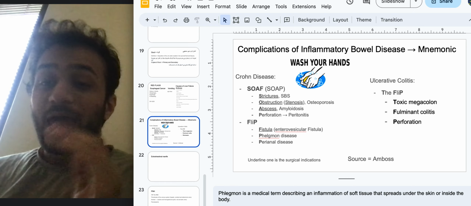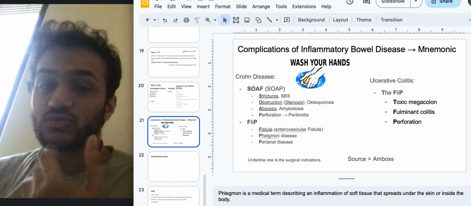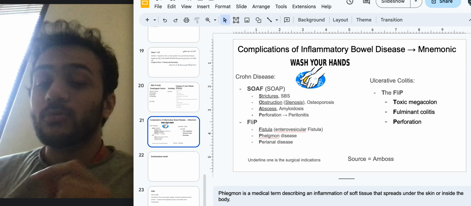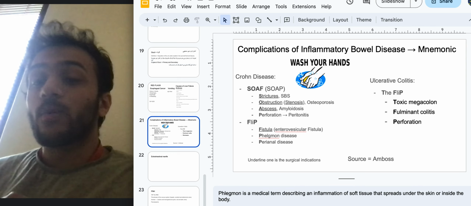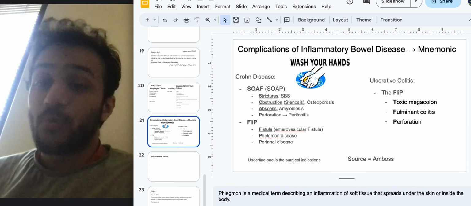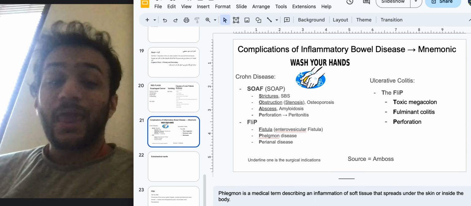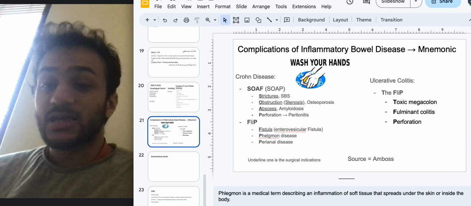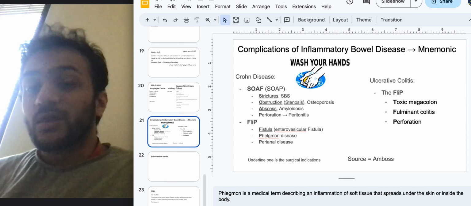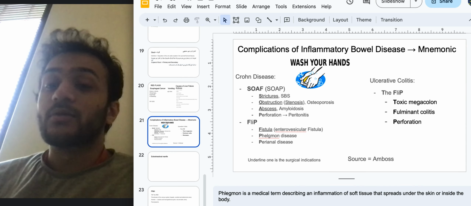Okay. So the S over here stands for strictures. And the other S stands for short bowel syndrome. After that we have O. O stands for obstruction. O can also stand for osteoporosis. Then we have A. A stands for abscess. Abscess can be developed over here. And the other A stands for amyloidosis. The P stands for perforation and peritonitis.